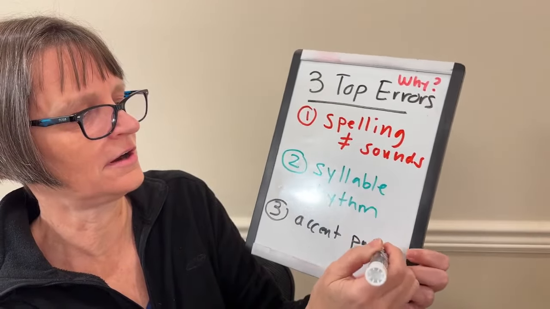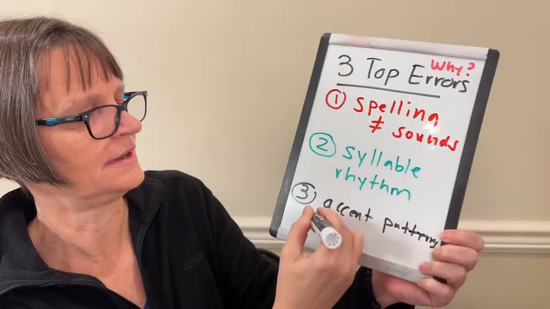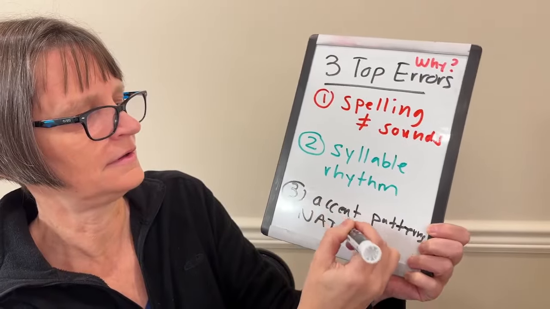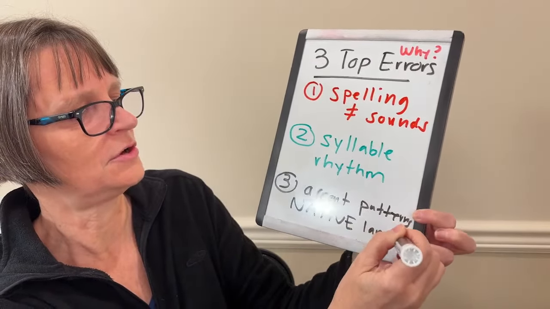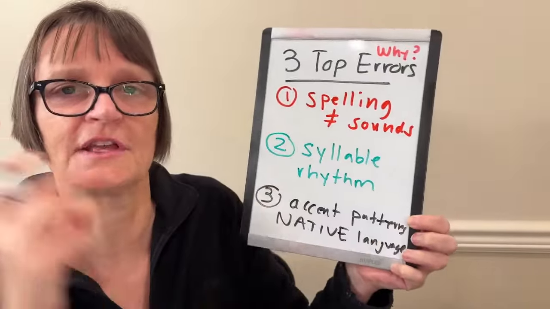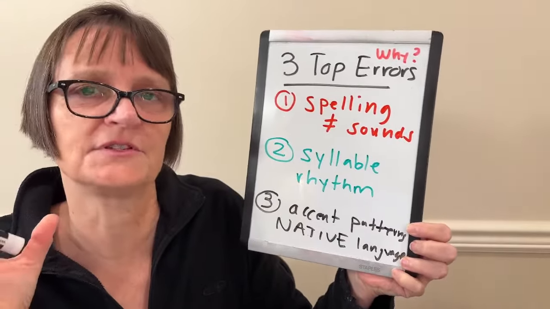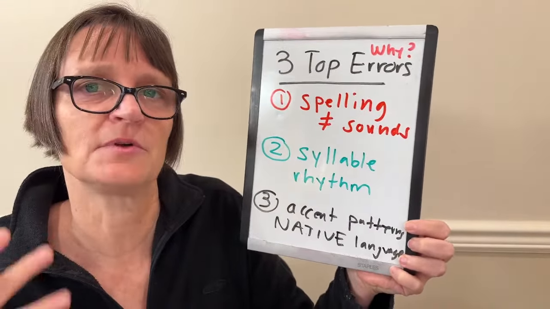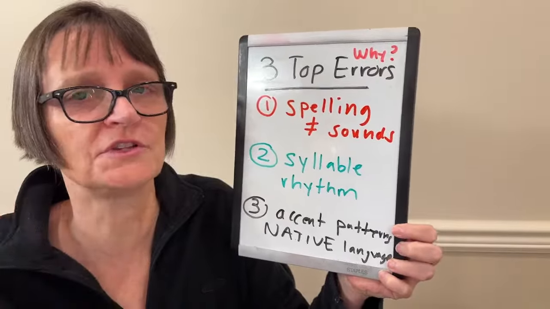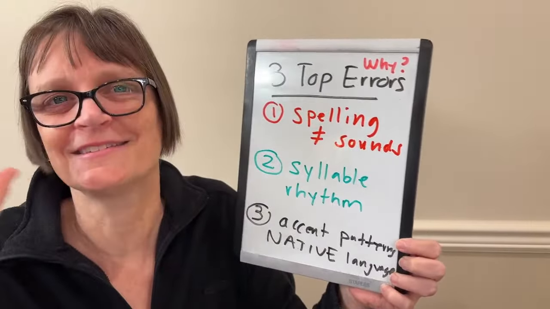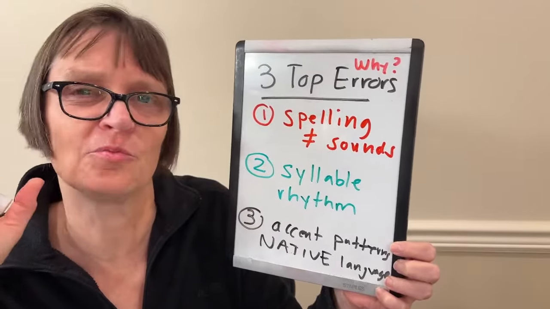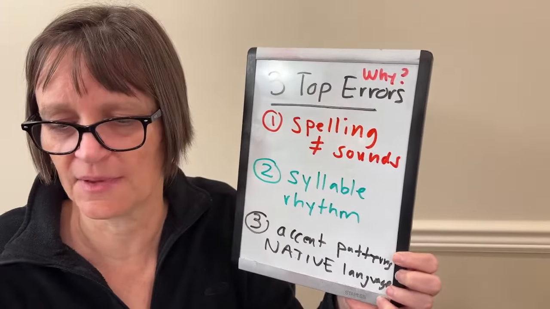Number 3, we have accent patterns. And these are because of your native language. So our native language sets up a sound system in our brain. The sounds in your native language, the rules for how they're used, what you get immersed in first, even if you have multiple languages, set up a framework in your brain for how you hear English coming in.